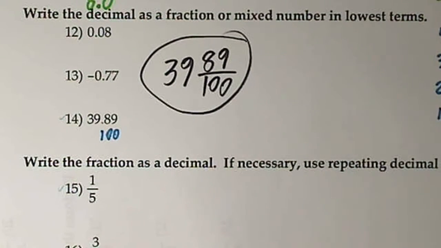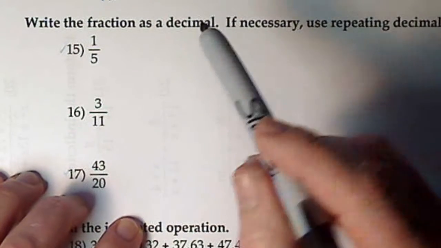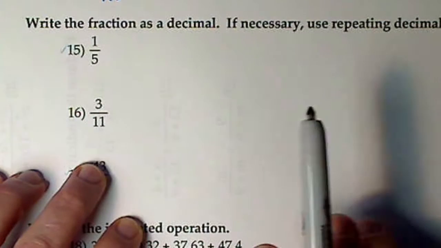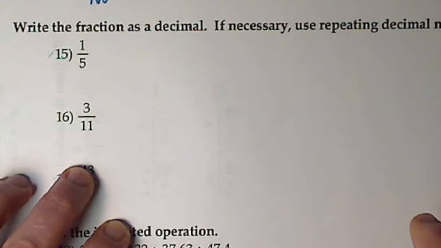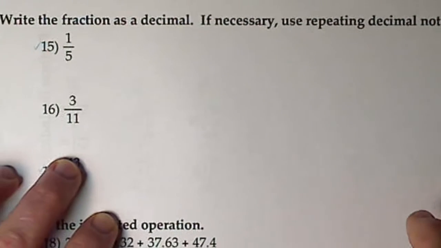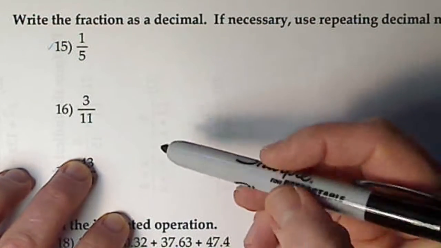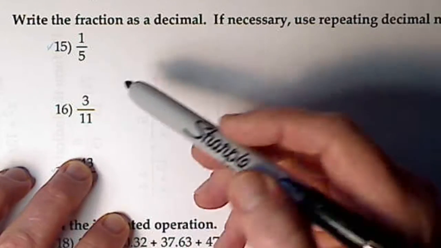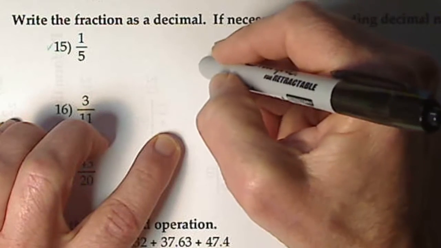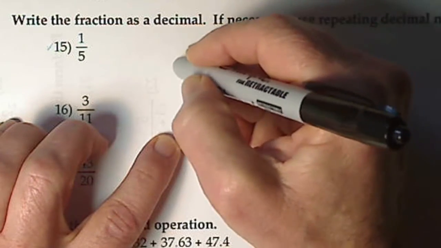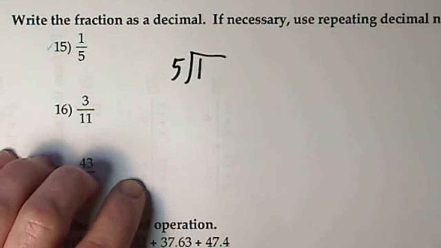All right, we'll take a look at number 15. Write the fraction as a decimal, and let's see. If necessary, use repeating decimal notation. That word's off the screen, notation. Okay. Anytime you want to change a fraction to a decimal, you simply do what this tells you to do. This is 1 divided by 5. All right. Here's 1 divided by 5. Notice it doesn't fit.